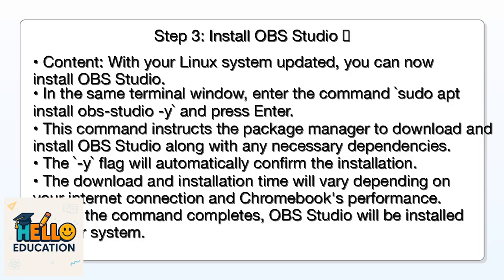Step 3: Install OBS Studio. With your Linux system updated, you can now install OBS Studio in the same terminal window. Enter the command sudo apt install obs-studio -y and press enter. This command instructs the package manager to download and install OBS Studio along with any necessary dependencies. The -y flag will automatically confirm the installation. The download and installation time will vary depending on your internet connection and Chromebook's performance. Once the command completes, OBS Studio will be installed on your system.